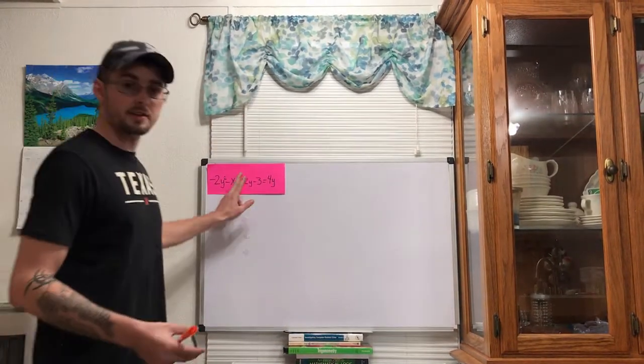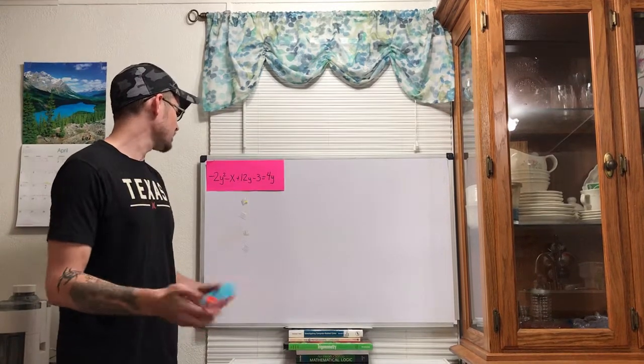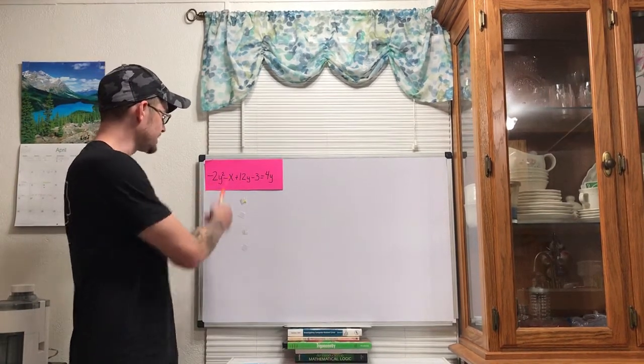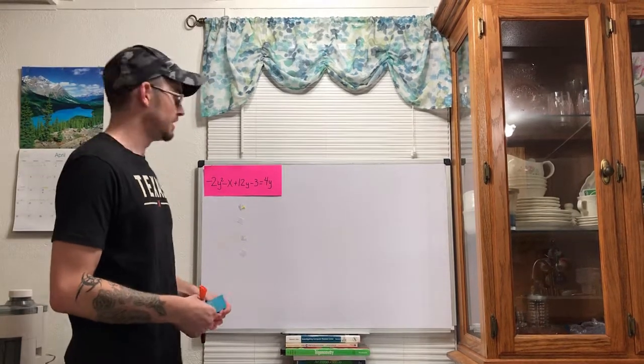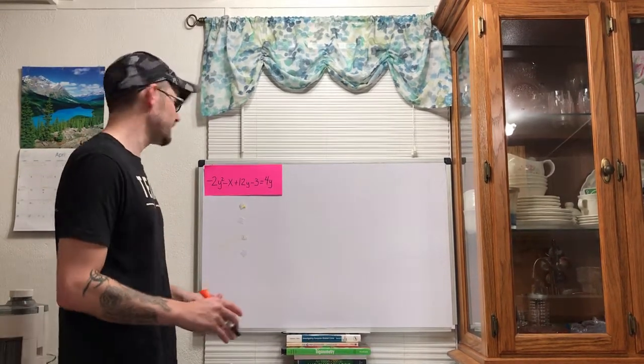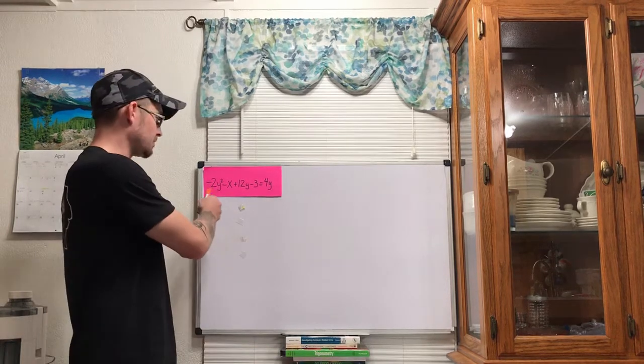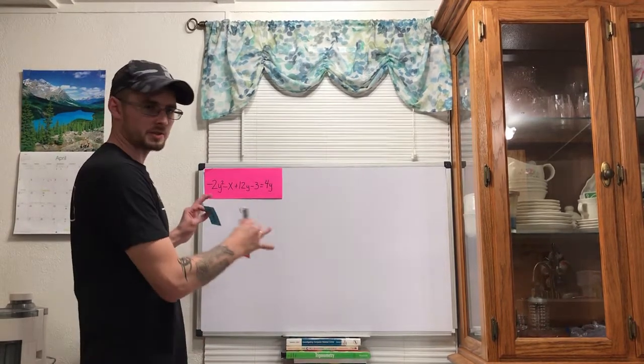More specifically, this one right here. So what we're dealing with is negative 2y squared minus x plus 12y minus 3 equals 4y. It's a lot to say. But anyway, the first thing we want to do is examine and see what's going on here.